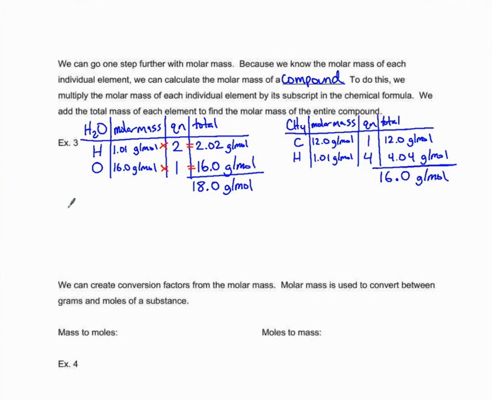So let's look at another one. Let's look at CO2, carbon dioxide. And we're going to use this system to find the molar mass of this compound. So here's the table: molar mass, quantity, and total. So in this compound, we have carbon, we have oxygen.